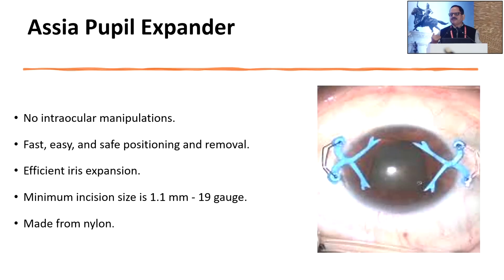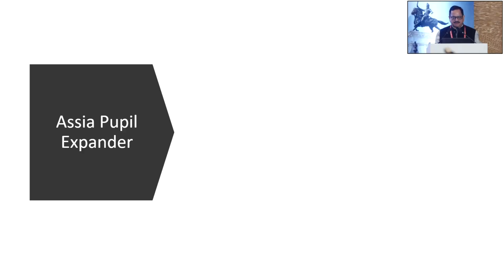These are the pupillary expanding devices. I will cover some of them. It's the Malyugin-type pupil expander, coming in a big way, and soon going to be marketed in India also. There's no intraocular manipulation, fast, easy, and safe positioning and removal. Efficient iris expansion. Minimum incision size should be 1.1 millimeter for putting these. These are made from nylon.